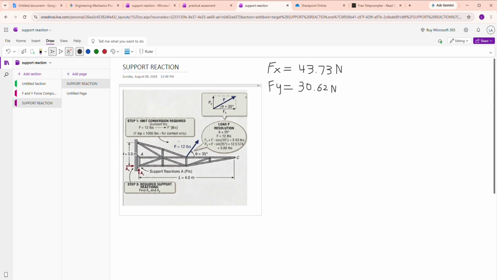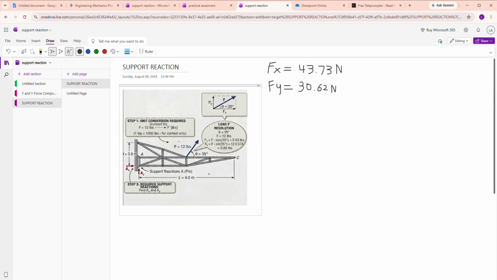Now, we apply the principle of static equilibrium. For the truss structure to remain stable without moving, two equilibrium conditions must be satisfied: the summation of Fx and the summation of Fy equal zero. At joint A, we have a pin support that restricts translation in both the x and y direction. So it exerts two reaction forces, Ax and Ay. So let's solve the horizontal reaction, or the Ax.